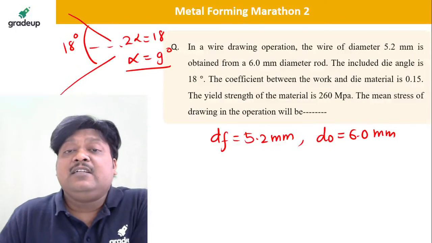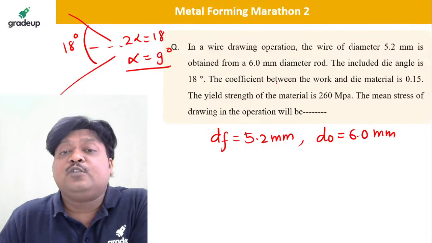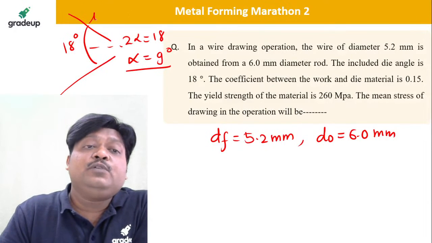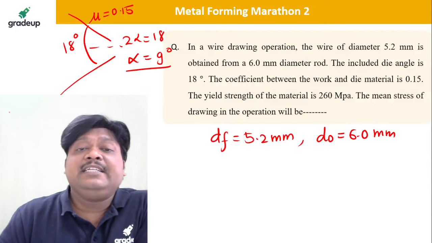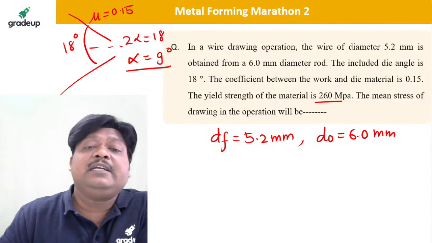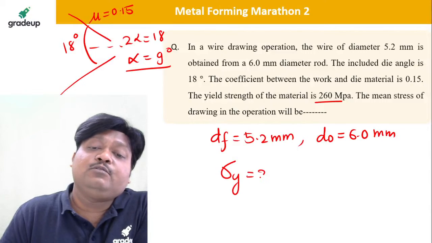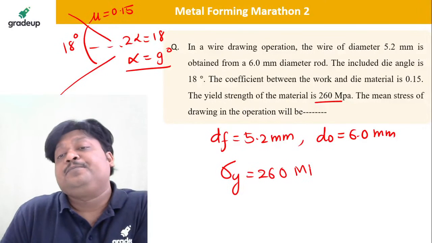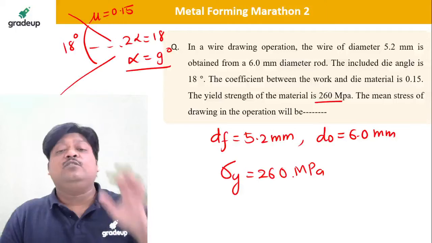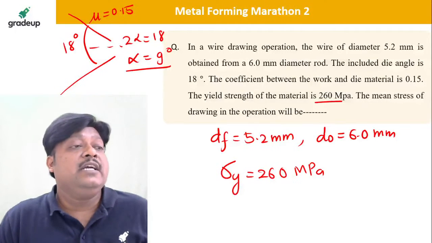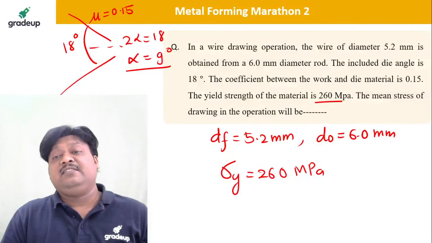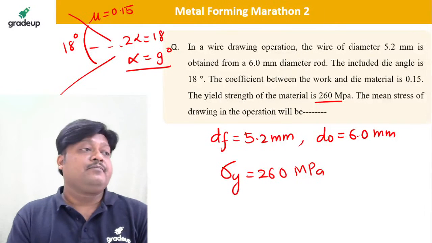Now what they are saying, the coefficient of friction between the work and the die material. So mu is given as 0.15. Then they are saying the yield strength of the material is 260 megapascal, right? Sigma y is equal to 260 megapascal. What they are asking? The mean stress of the drawing.